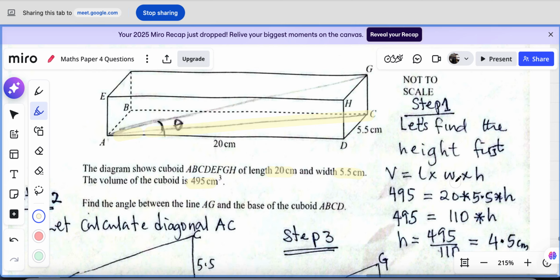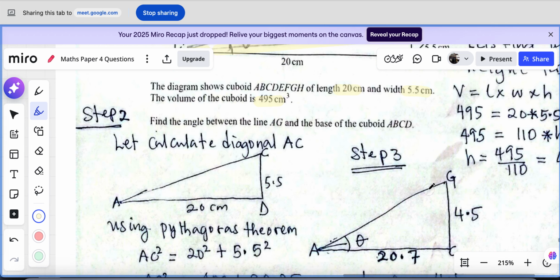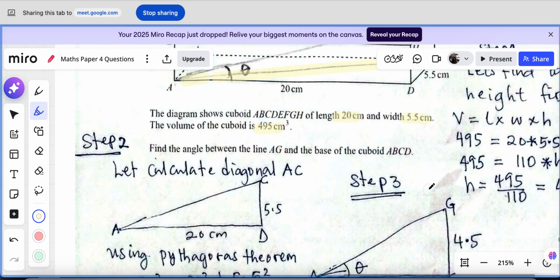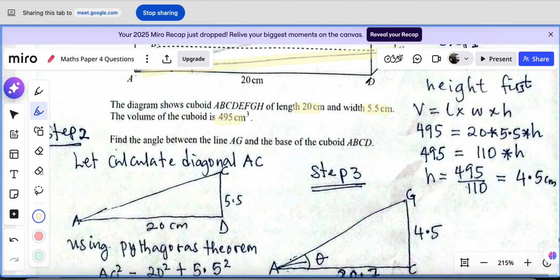So we just do it. Even if they didn't ask you to do it, you're going to need it. You just do it and keep it in a corner quickly. And then step 2, like I said, you bring out this right angle triangle. You calculate this diagonal, which is the hypotenuse. This diagonal AC is the hypotenuse now.